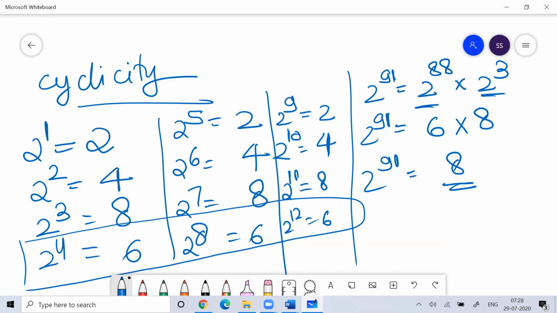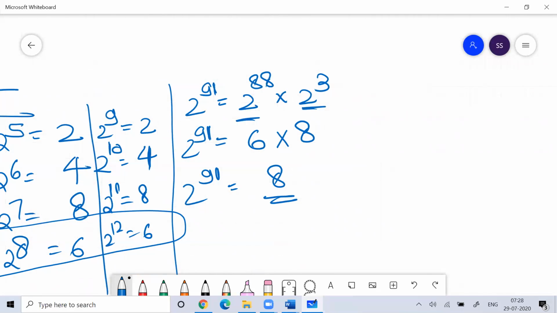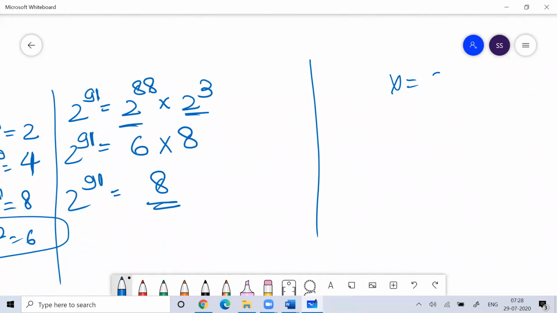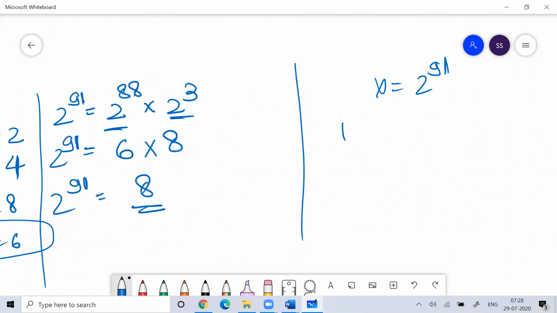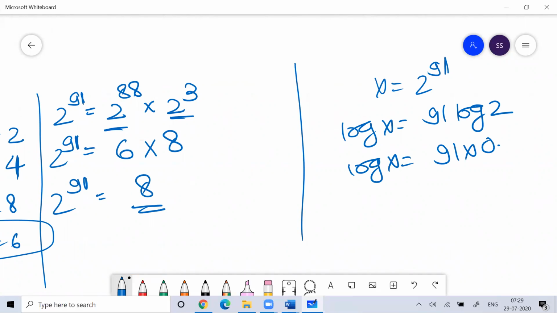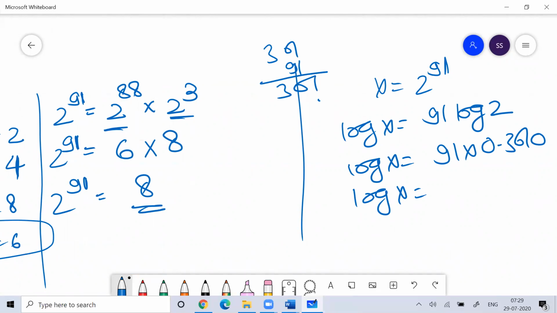I just need to bother about that. A calculator also will not give us the answer. We need a log table if we want the exact value of 2 to the power 91. So x is equal to 2 to the power 91. Then log x is equal to 91 log 2. Log 2 is 0.3010. So log x is equal to 91 into 0.301.